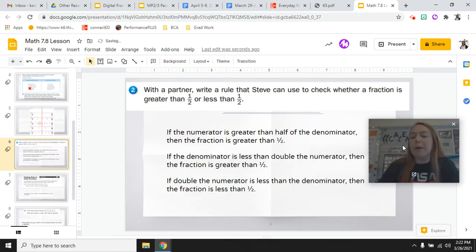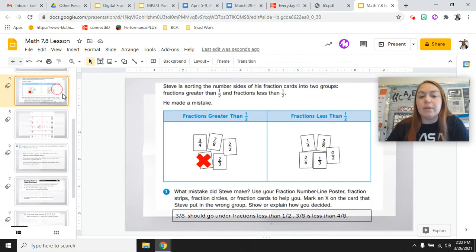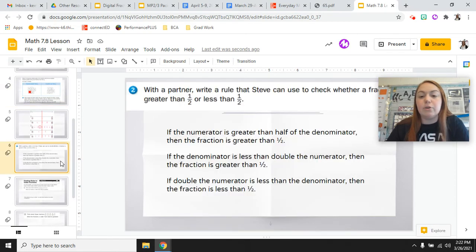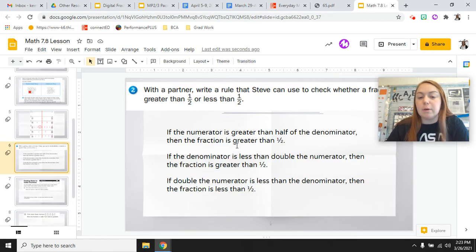So there's 3 different ways that we could explain our work for this problem, okay? The first one is if the numerator, remember the number on top, is greater than half of the denominator, then the fraction is greater than 1/2. What that means is if I look at the denominator, half of 8, for example, is 4. If my numerator is greater than 4, then it is greater than 1/2. That's what this first one is saying.